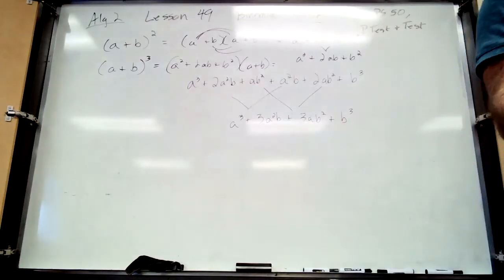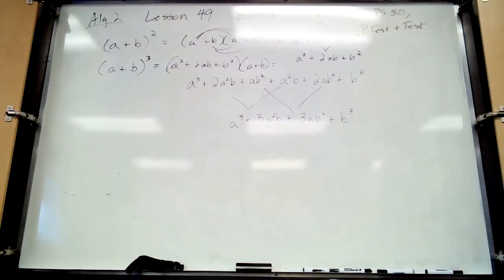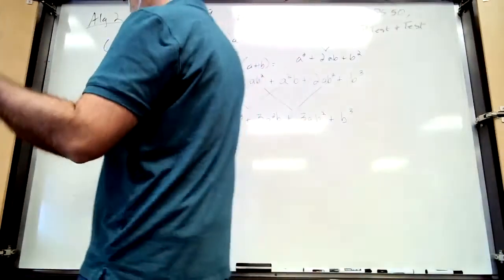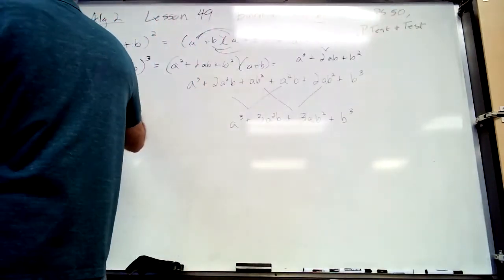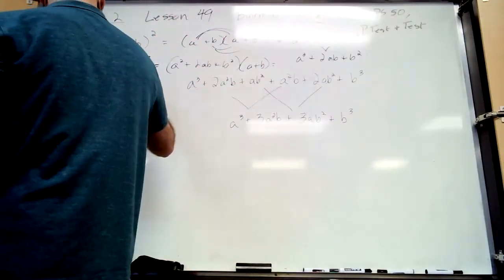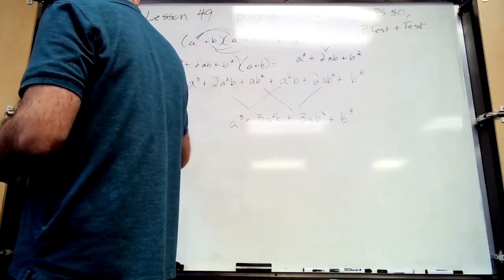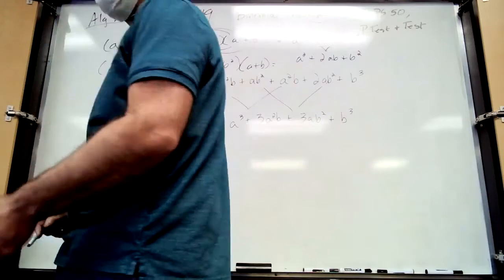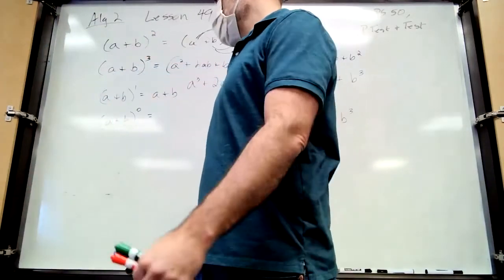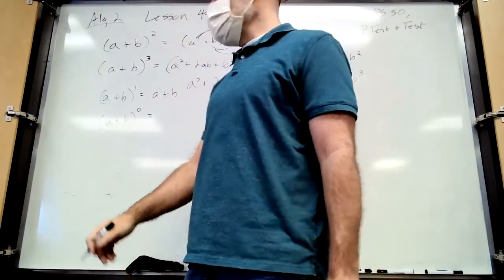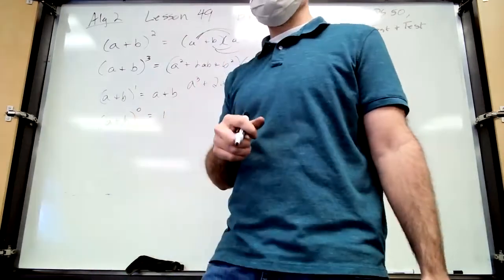So it's a pain in the butt, right, doing that. What we're going to talk about today is a shortcut to that. If I go backwards here, then I get (a plus b) to the 1. Well, that's just a plus b, right? Well, what's (a plus b) to the 0? Not nothing. 1. Anything to the 0 power is 1, right?